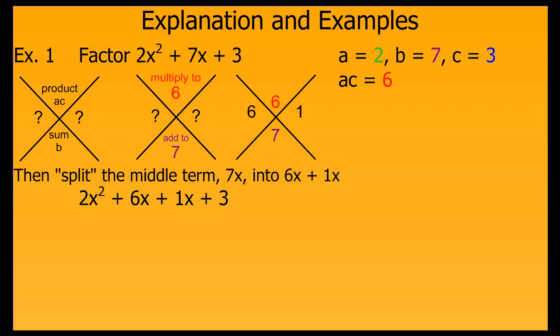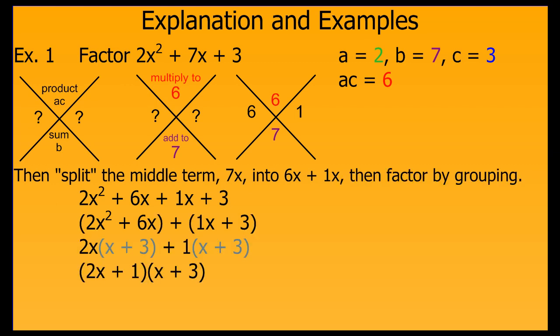Now we rewrite our trinomial and split our middle term, 7x, into two terms, 6x plus 1x. The 6 and 1 came from our X graphic. Note, it does not matter which order you put the 6x and 1x, you'll still get the same factors in the end.